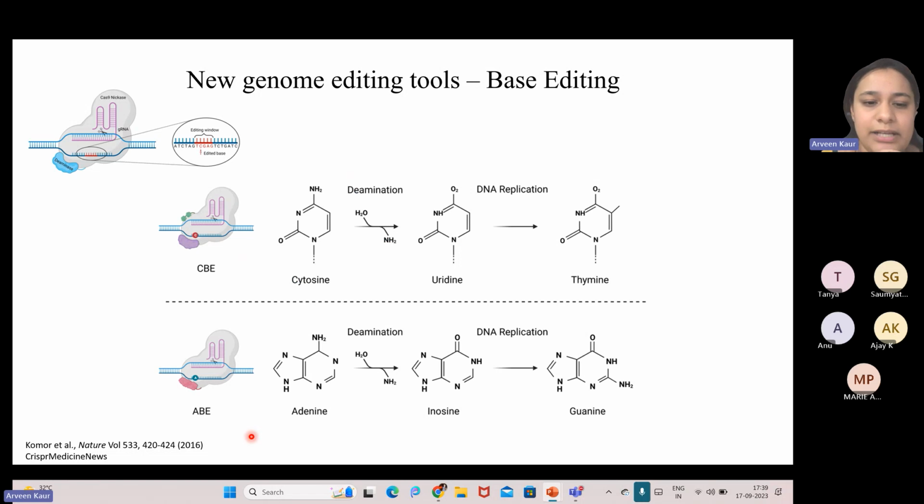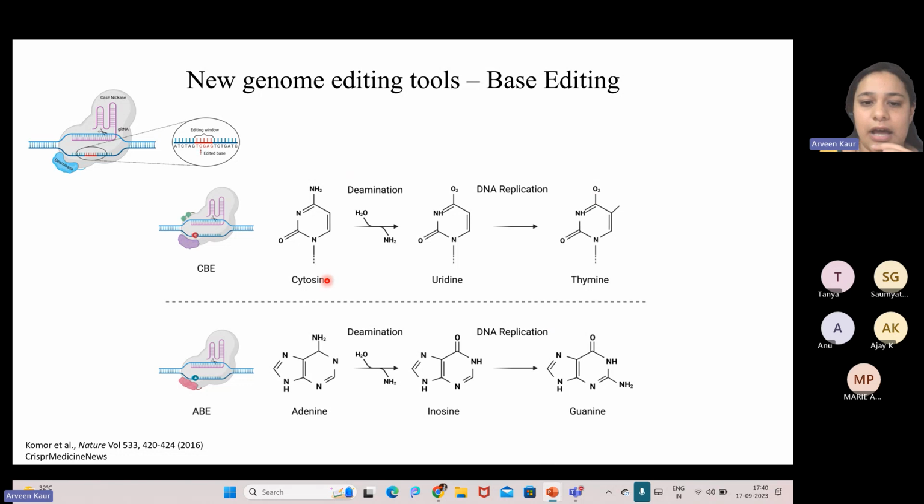On the contrary, if there is an ABE, adenosine base editing, then it will convert adenine to guanine by deamination, right? So this is how this deamination works. And what happens after this is that once this particular site is edited, once the complementary DNA comes back, the other base, also through repair mechanisms, is changed to a complementary base, either thymine or guanine, right?